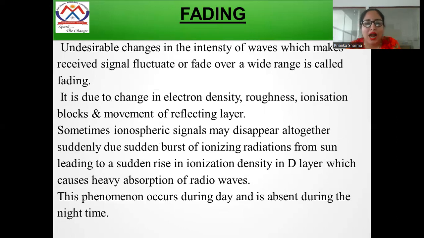Next, we have fading. Undesirable changes in the intensity of the wave, which make the received signal fluctuate or fade away over a wide range, is called fading. It is due to the change in electron density, roughness, ionization, and bulk movement of the reflecting layer. Sometimes ionospheric signals may disappear altogether suddenly due to a sudden burst of ionizing radiation from the sun, leading to a sudden rise in ionization density of the D layer, which causes heavy absorption of radio waves and leads to the attenuation of the signal. This phenomenon mainly occurs during the daytime and is absent during the night time.